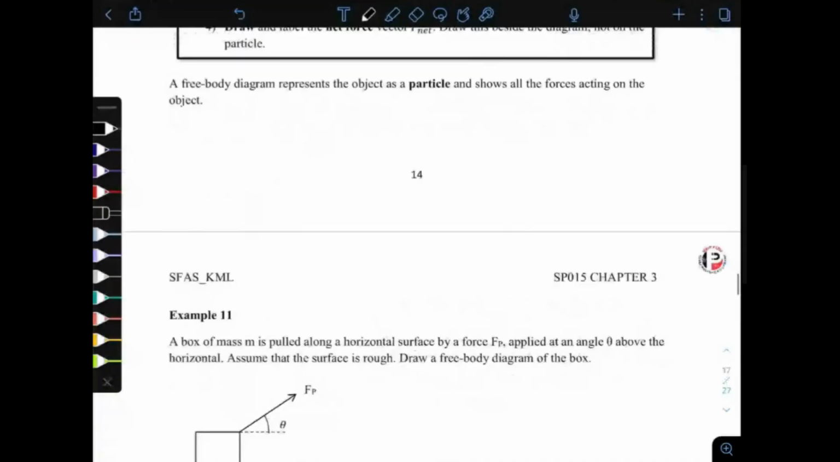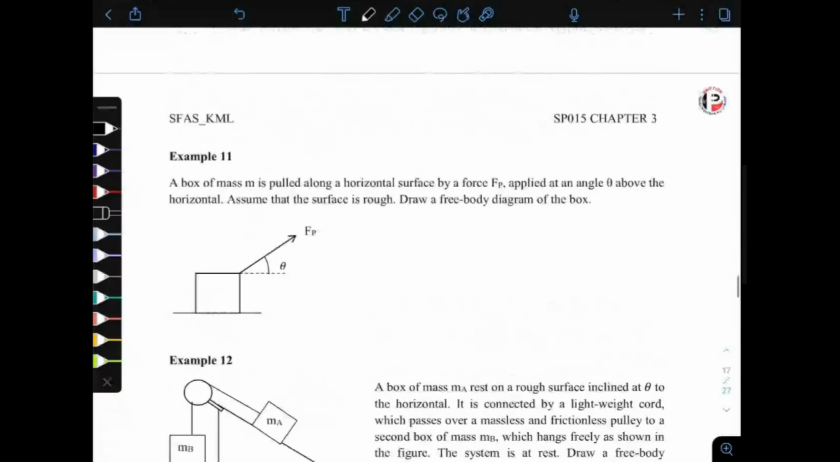What you have here is a box of mass M is pulled along a horizontal surface by a force Fp applied at an angle theta above the horizontal. Assume the surface is rough. So, apa objek kita dekat sini? Anyone, siapa objek kita dekat sini?